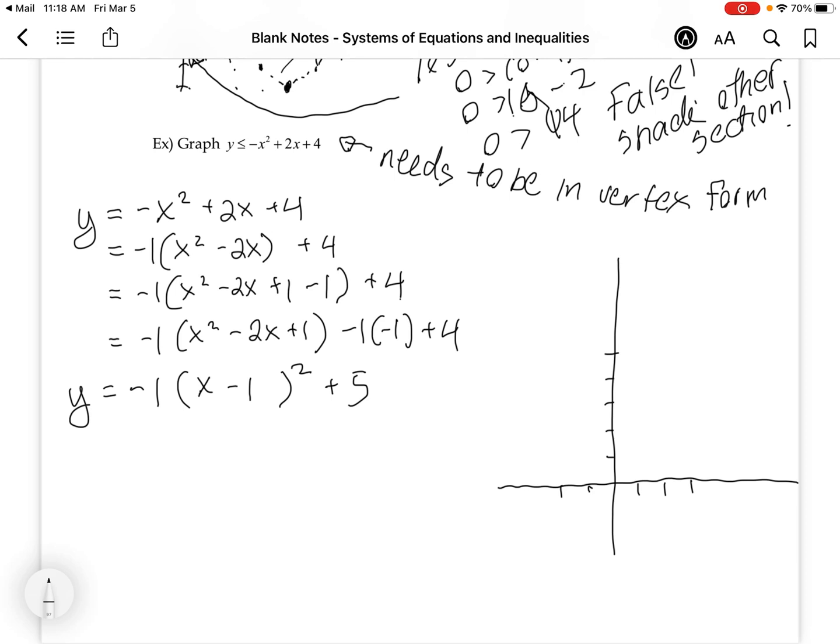Okay, so there's 1, 5. And the a value is negative 1. So this is going to look like y equals negative x squared, but it's been translated from the origin up to 1, 5. So if I take a table of values of y equals negative x squared.